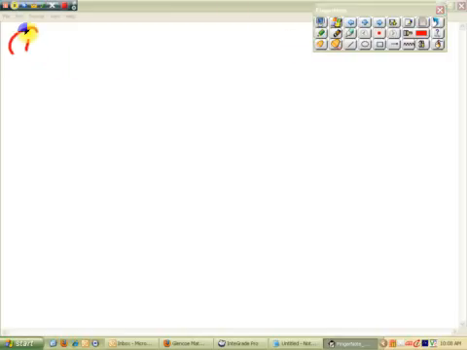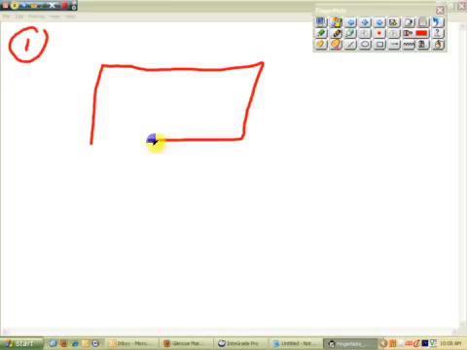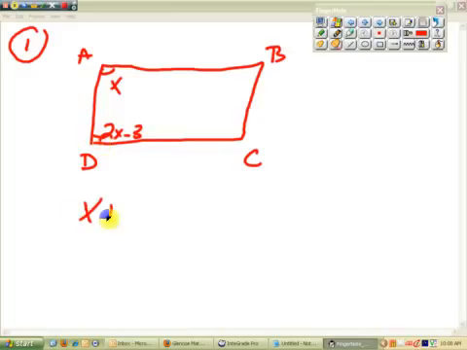So number one, or not all the problems, but most of them, it's a parallelogram. This is where you don't want to make the error of labeling it incorrectly. You've got to label it in order, whatever the letters give you. They're saying that angle A is x and angle D is 2x minus 3. Remember, in a parallelogram, angles that are consecutive, which means next to each other, always add up to 180 degrees.